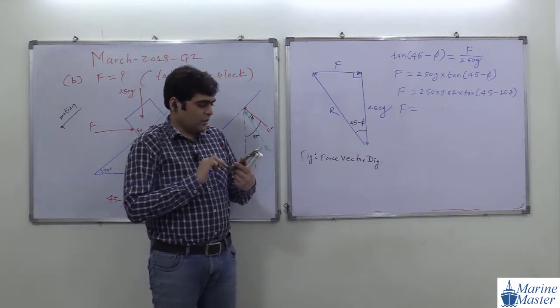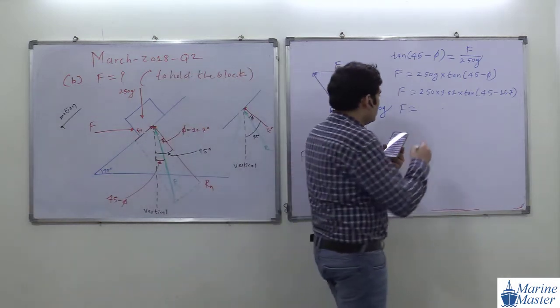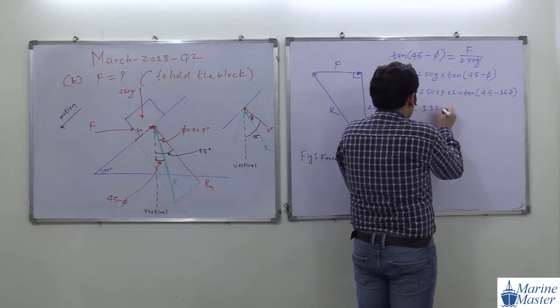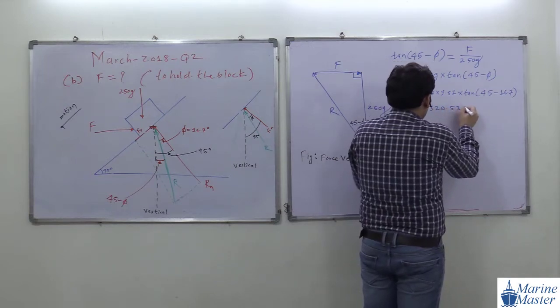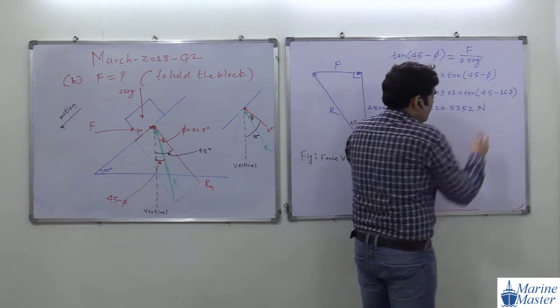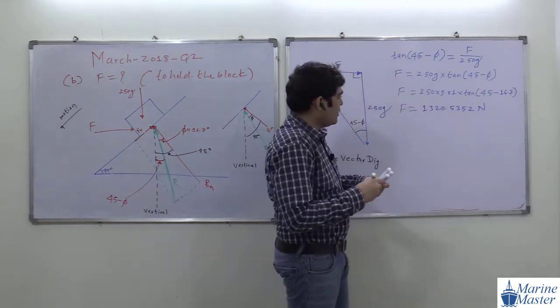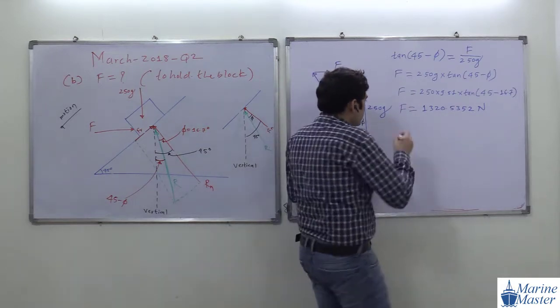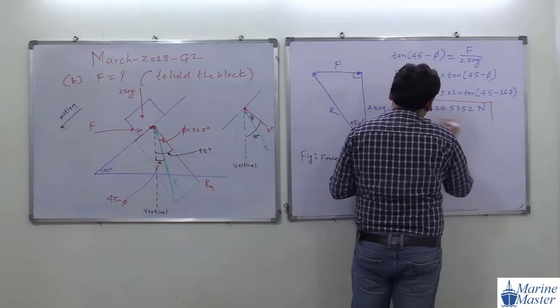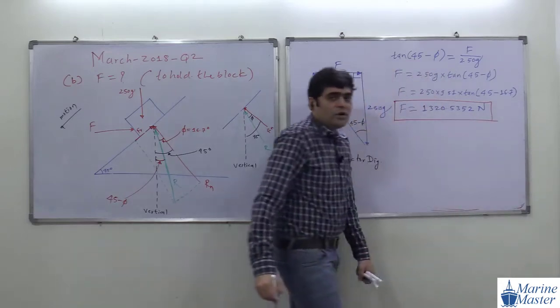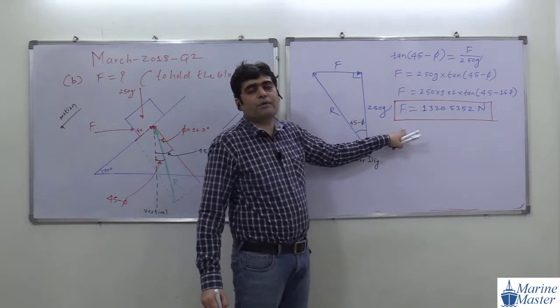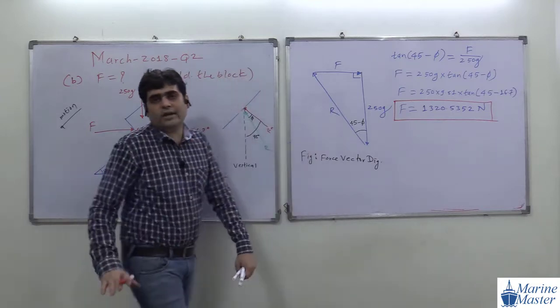16.7. Okay, correct. 1320.5352. Unit is what, guys? Newton. So we got the value of force. This much is the force that we require to hold the block stationary.